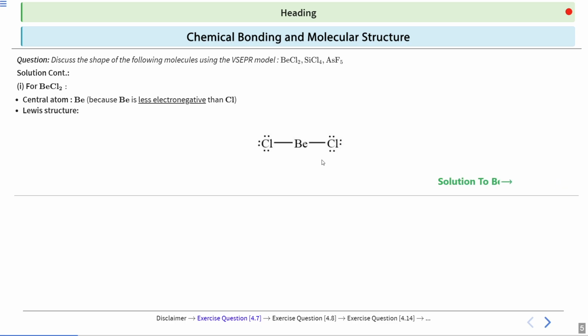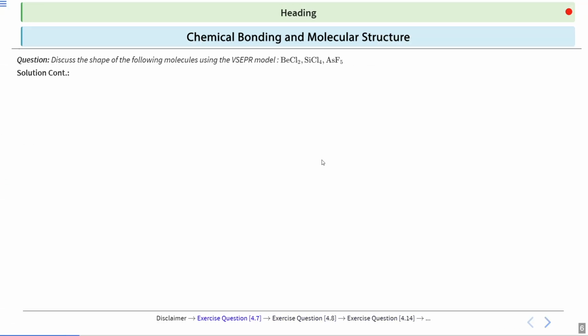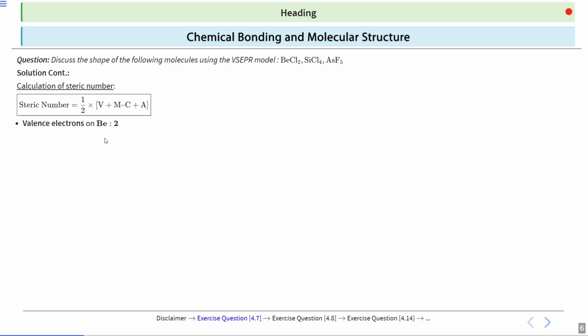Second thing is related to the steric number calculation. We will use the very simple formula, half into V plus M minus C plus A. For beryllium, the number of valence electrons is 2. The number of monovalent atoms is 2 because chlorine has a valence of 1, so we take both chlorines as monovalent atoms. Further, the charge is 0. It is a neutral molecule, so both the cationic and the anionic charges will be 0. Let us put all of these values in the formula. You will get your final numerical value as 2.